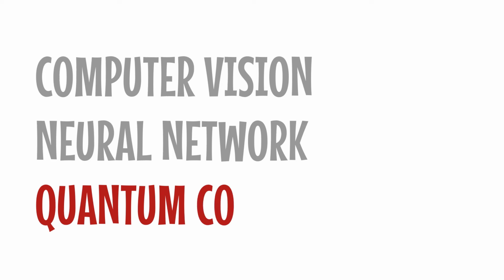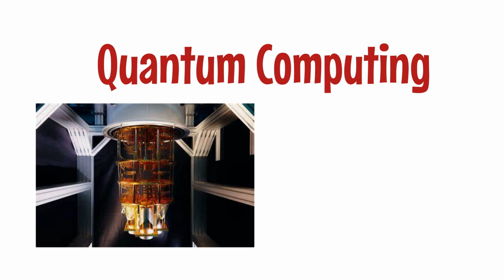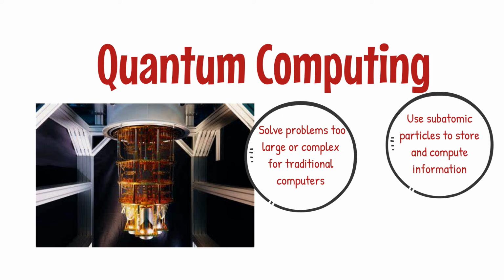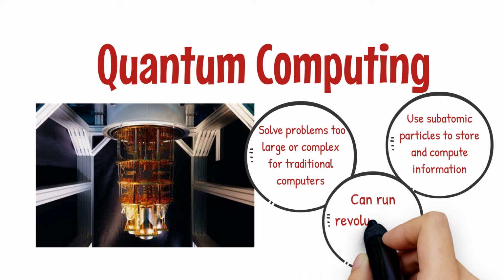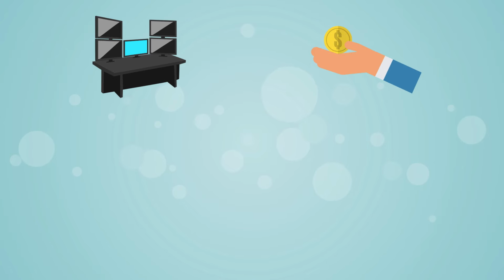At this point, we have learned about computer vision and the basic principle of neural networks. It's time for our final topic for this microlearning session. Let's explore quantum computing. Quantum computing is a technology that uses the laws of quantum mechanics to solve problems too large or complex for traditional computers. Quantum computers use subatomic particles, such as electrons or photons, to store and compute information. They can run revolutionary algorithms that take advantage of quantum phenomena, such as superposition and interference, to perform faster or better than classical computers.